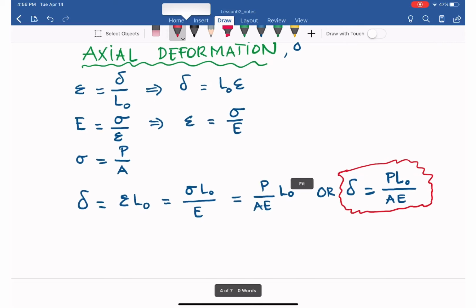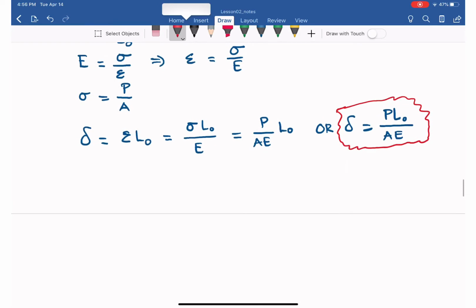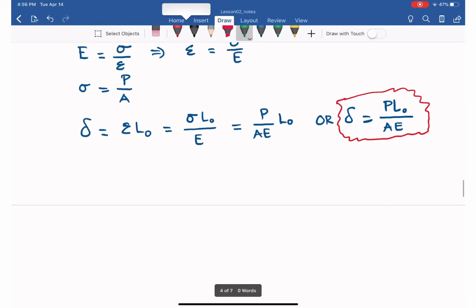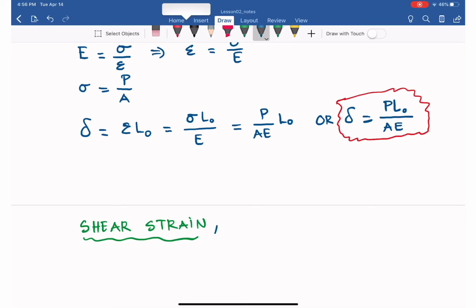And moving to the next concept, which is shear strain. Because you have normal stress sigma, then we have normal strain epsilon. Now we already learned shear stress, and the associated quantity will be shear strain. So let's talk about shear strain. For shear strain, we call it gamma, and read it as gamma.